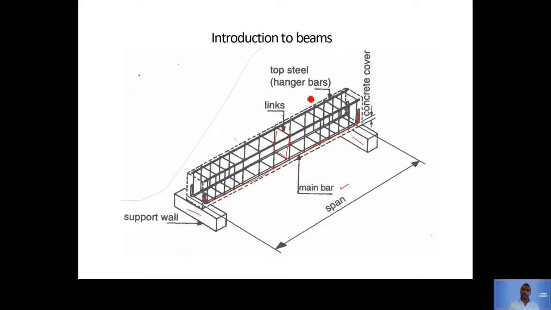And then we have top steel bars or hanger bars. These are the ones that are on top and span like that on top of the beam. So the main bar at the bottom, the top steel at the top of the beam, and then links just connecting the two. All right, as you can see them over there.